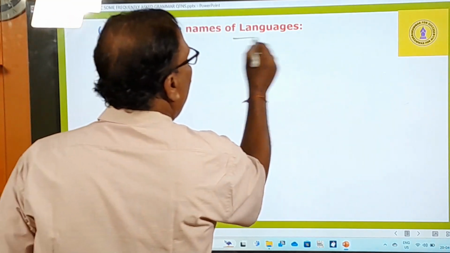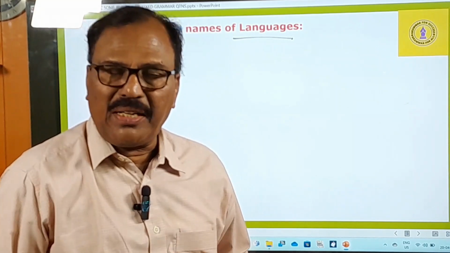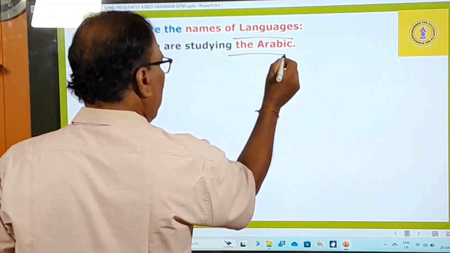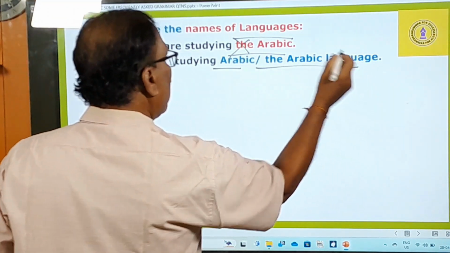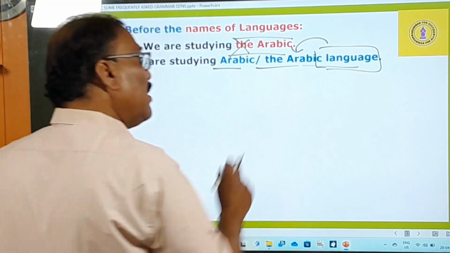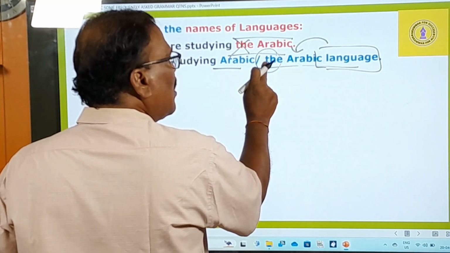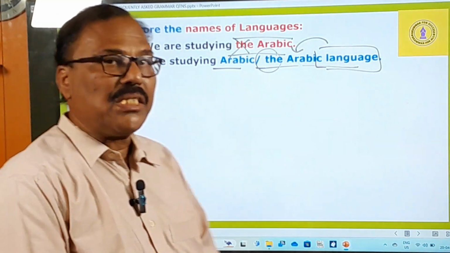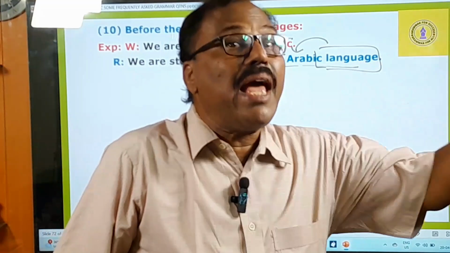Tenth one, before the names of languages. There are several languages in the world. Before all of them, we should not use any article. Here we are studying the Arabic. No, we are studying Arabic. That's enough. We are studying Arabic or the Arabic language. If you happen to use the word language after it, then you can use the definite article before it. Without the word language, you cannot use it. You have to simply say Arabic, or you can also say the Arabic language. You can simply say English. I am learning English. That's correct. You can also say I am learning the English language. Correct.